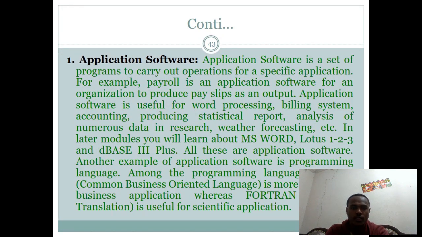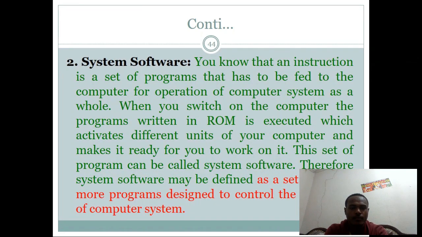Application software is a set of programs to carry out operations for a specific application. For example, payroll is application software. Microsoft Office Word is the same. System software, however, is software that is used to run the computer system itself. It is defined as a set of one or more programs designed to control the operation of a computer system.